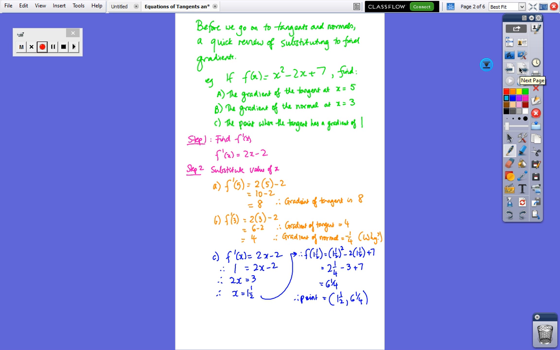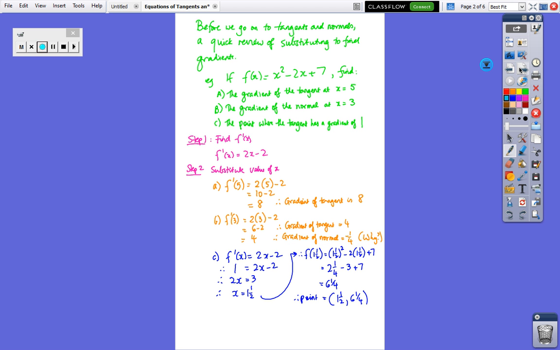Okay, sorry it's a little bit long, I've pre-recorded this. Before we go to tangents and normals, let's do a quick review of substituting x values to find gradients. There's an example of a nice straightforward parabola. f(x) equals x squared minus 2x plus 7. Find the gradient of the tangent at x equals 5. Find the gradient of the normal at x equals 3.